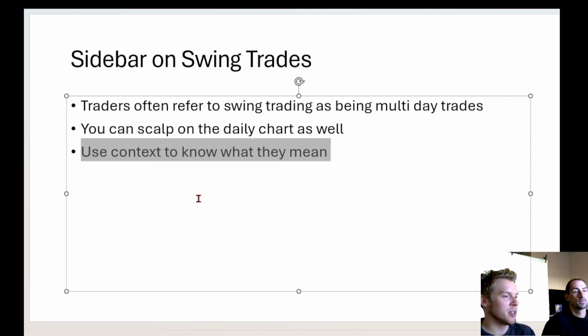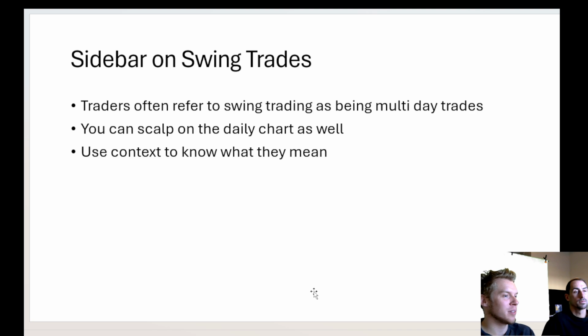So basically, use the context of the conversation to know what they mean when they say, "Oh, I swing trade." It might mean different things. So use the context of the conversation, or ask them, "Do you trade on a daily chart, or a 5-minute? What's your time frame?" And that'll give you the answer to what they mean by swing or scalp.